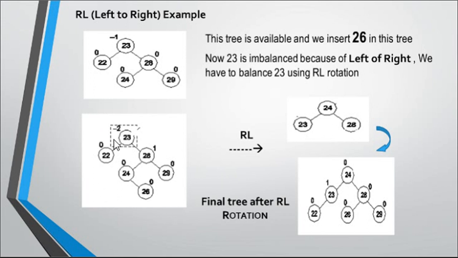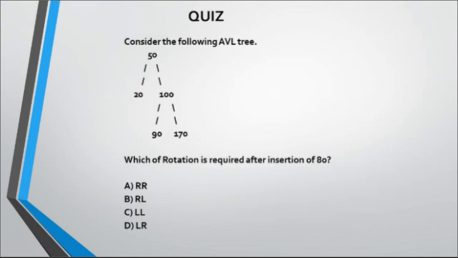Then afterwards I will add the other ones. So 22 is less than 23, so it will be added to the left. Then 29 is greater than 28, so I'll add it to this. Now what is remaining? That is 26. 26 is greater than 24, less than 28, so I'll add it over here. So after rotation I'll get a new tree, and afterwards suppose we calculate the balance factor, any node should not have a balance factor other than 0, 1 or minus 1.